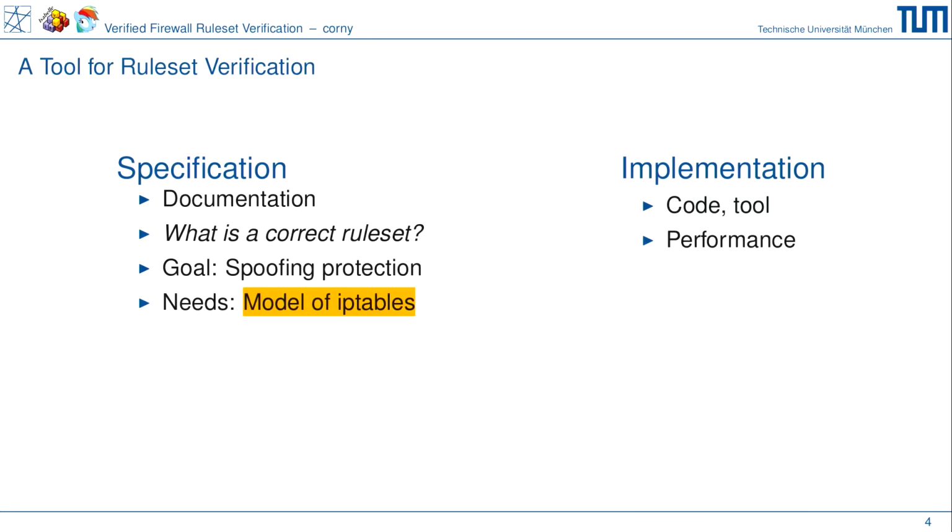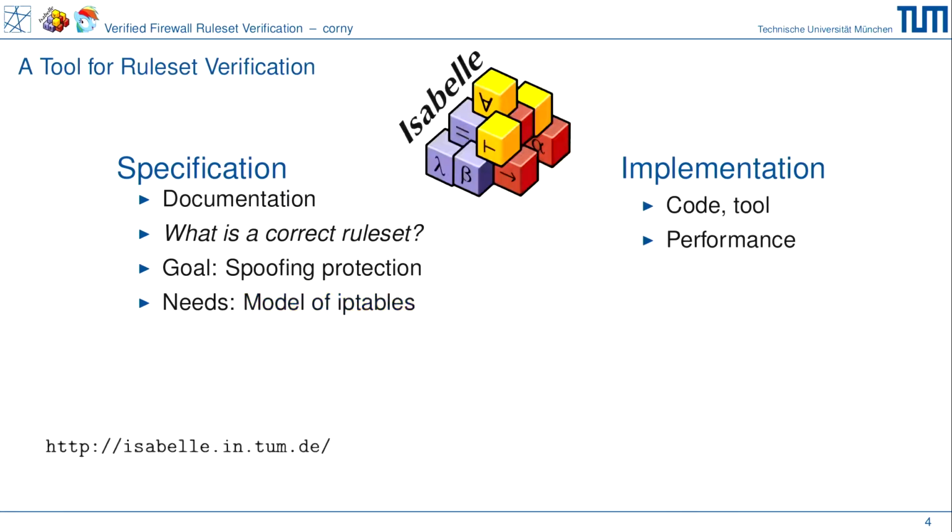And that model, you saw the firewall in the beginning, should really, really be expressive so that we can say this model mirrors reality and we can get all our complex firewalls with all the fancy iptables matching extensions into that model. So we can, in the end, run our tool that checks if we have spoofing protection. We will implement everything in the Isabelle theorem prover.